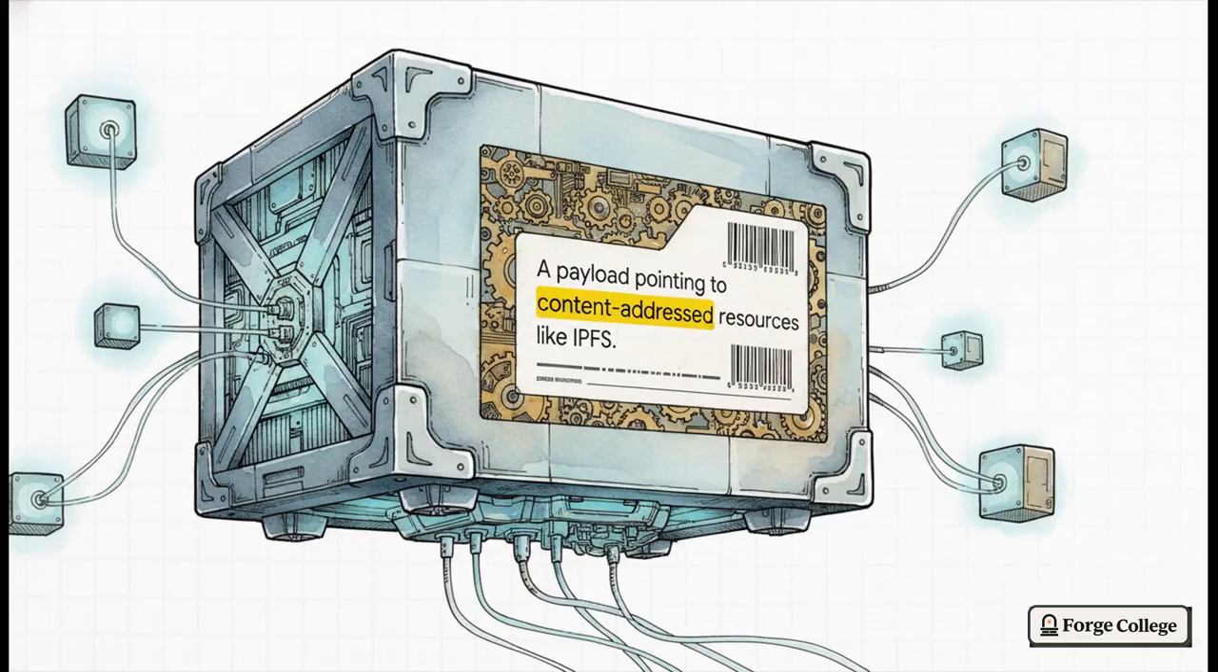Then we have the content hash. This is formally defined as a multi-codec prefixed payload pointing to content-addressed resources, like IPFS or Swarm. Now, if the phrase multi-codec prefixed payload sounds like alien technology to you, let's demystify it a bit. Think of it like a highly specific shipping label. It doesn't just say where the package is located, it actually tells your browser exactly how to open the package once it arrives. It's way smarter than just stuffing a basic URL into a text field.